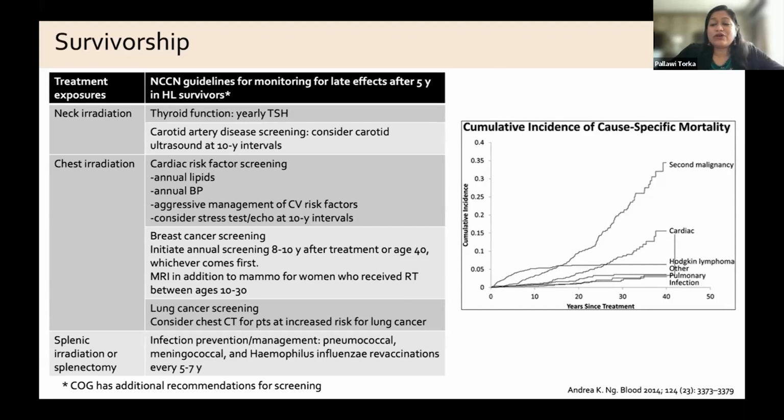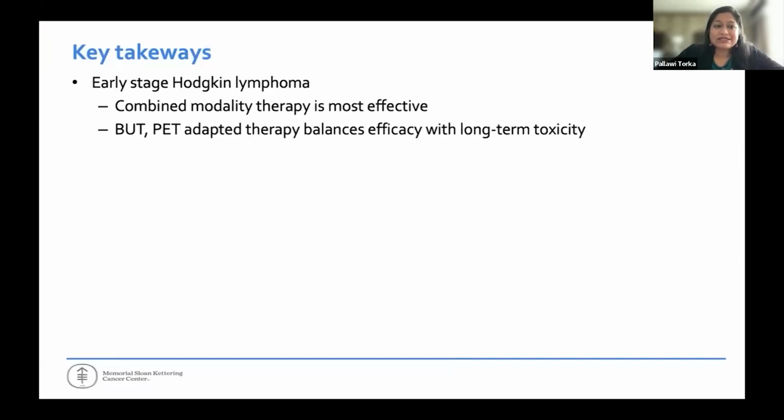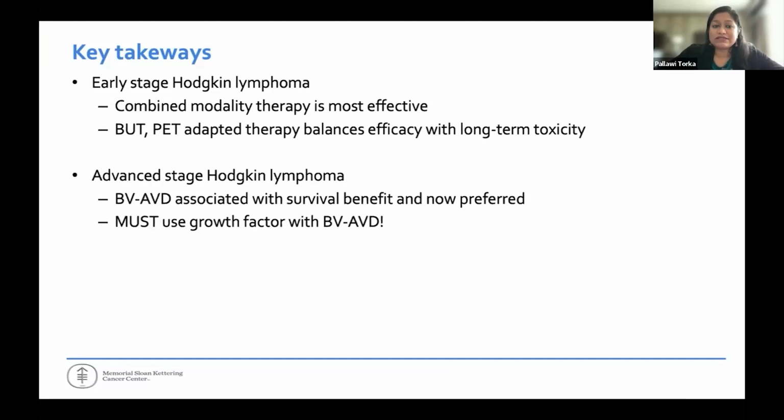If you look at Children's Oncology Group guidelines for adolescents, it's much more extensive. So with this, I'm at my final slide. Key takeaways. In early stage Hodgkin lymphoma, combined modality therapy is most effective, but PET-adapted therapy balances efficacy with long-term toxicity. In advanced stage Hodgkin lymphoma, BV-AVD was associated with a survival benefit and is now the preferred regimen, but you must use growth factor with BV-AVD.